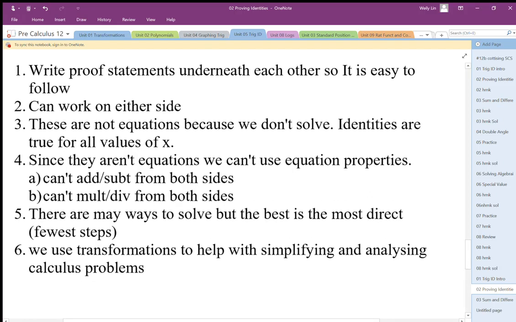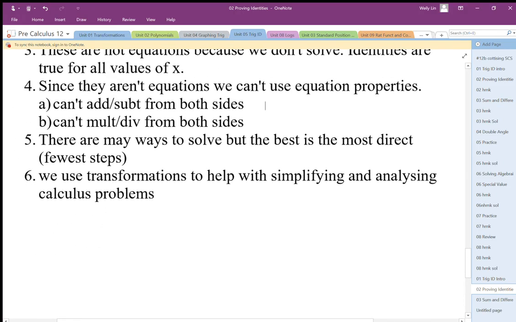And last thing here is that these transformations are really important once you get into calculus, because we use these all the time in calculus to change expressions so that they're much easier to work with.